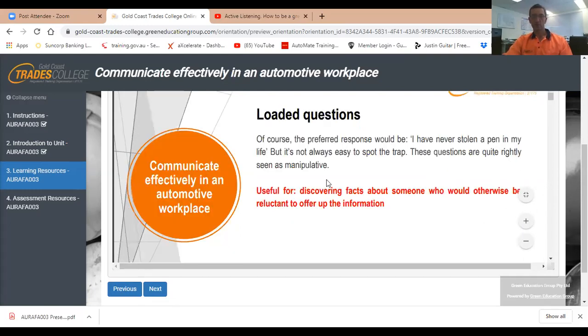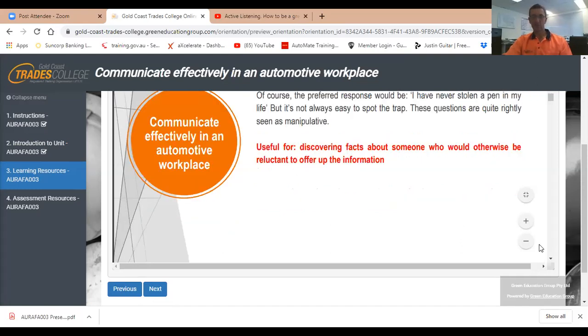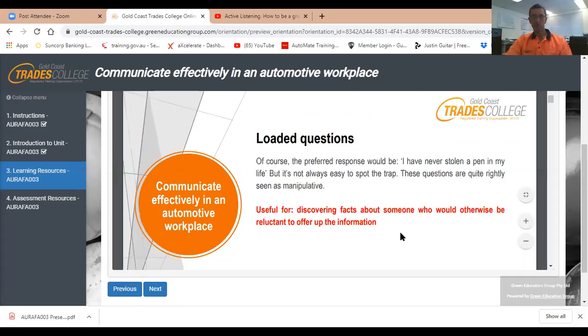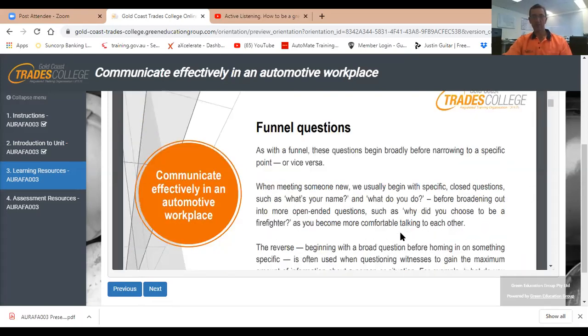Of course, the preferred response would be, I've never stolen a pen in my life. But it's not always easy to spot that trap. The questions are quite rightly seen as manipulative. They're useful for discovering facts about someone who would otherwise be reluctant to offer up that information. So that would be a loaded question. Politicians and journalists quite often will use those sorts of questions.